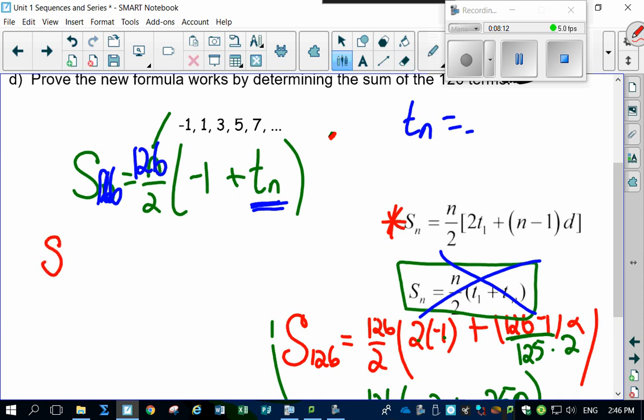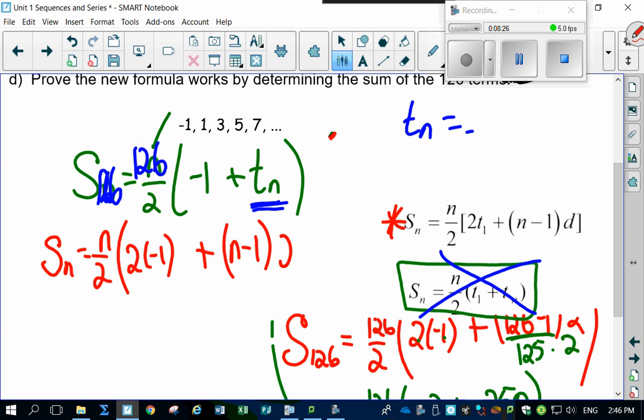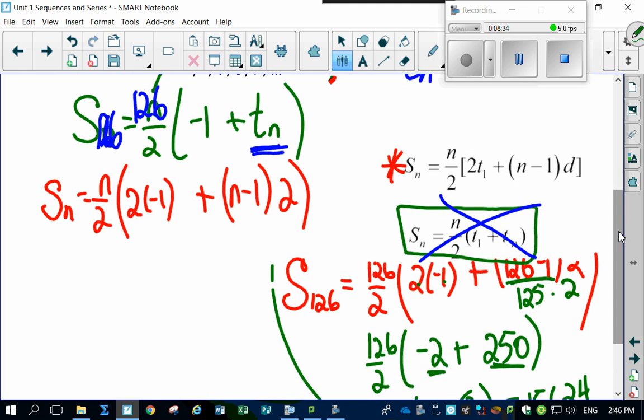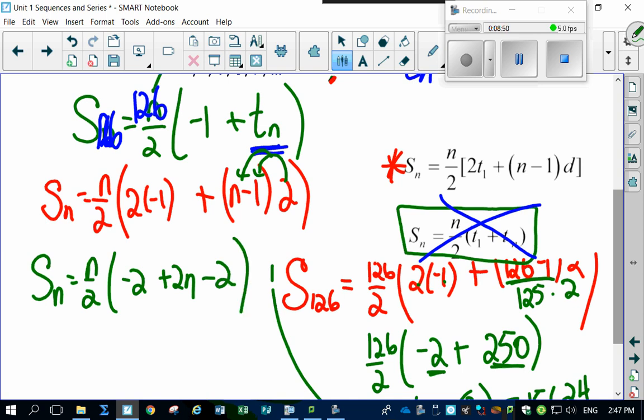Sn, there's your general formula, n over 2, right? 2 times T1, 2 times minus 1, plus n minus 1, we don't know n, but we do know d to be 2, right? These are all the values that you used previously. Let's see if this gives us a prettier looking formula. Our Sn general formula is still going to be n over 2. There's 2 times minus 1, there's minus 2 plus, okay, so we can distribute this. This will give us plus 2n minus 2. Check this out. It gives us a much prettier formula.